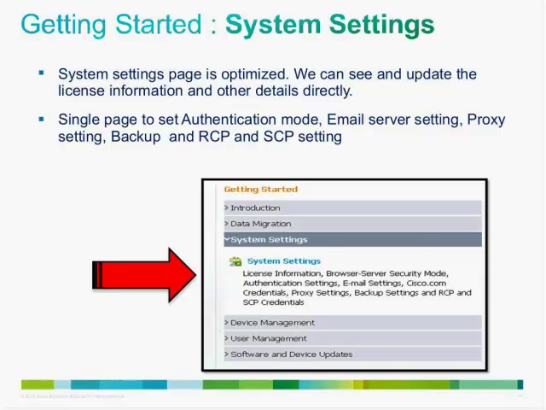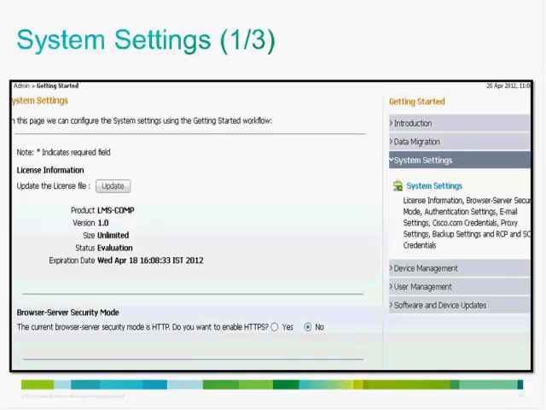This is a single page to set authentication mode, email server setting, proxy setting, backup, RCP, and SCP settings. System settings. As soon as you click on system settings, you'll be able to update the license.